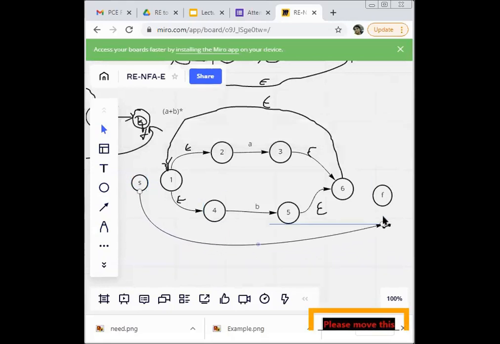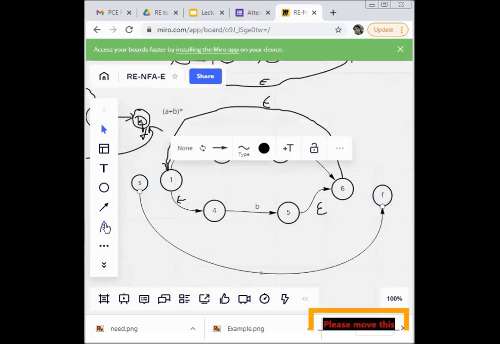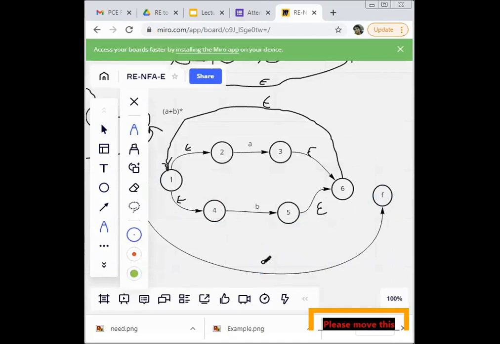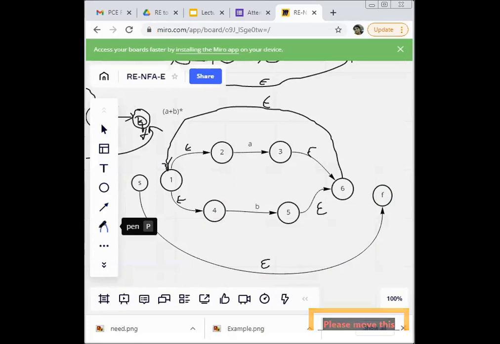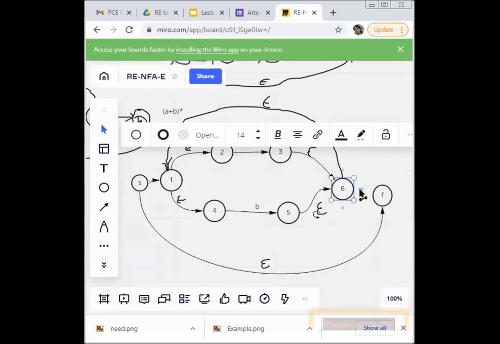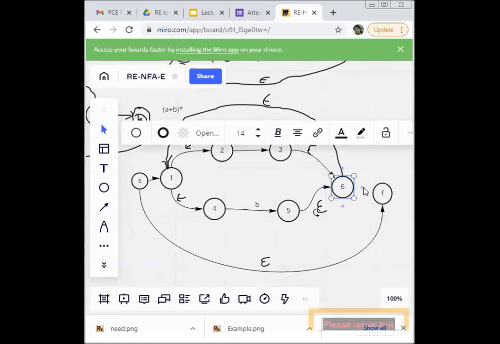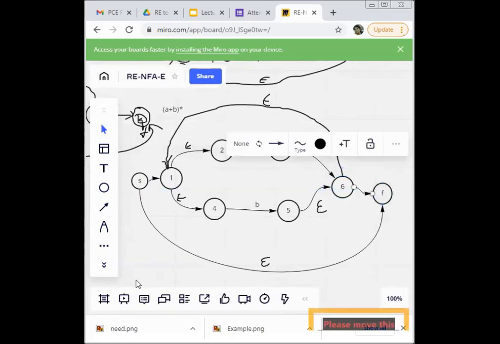So it is S to F on E. Right? Okay, then S to 1, Yesh says S to 1 and 6 to F. So it is S to 1 and 6 to F. Yes. Fine. What are the things remaining, students? What are the other things remaining? I want to complete this. What are the other things remaining?